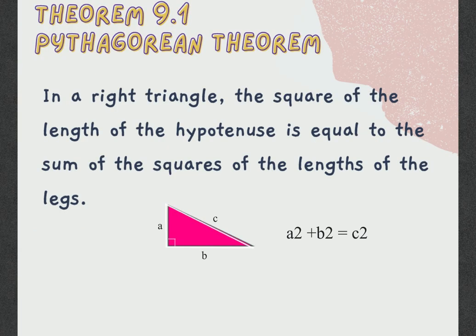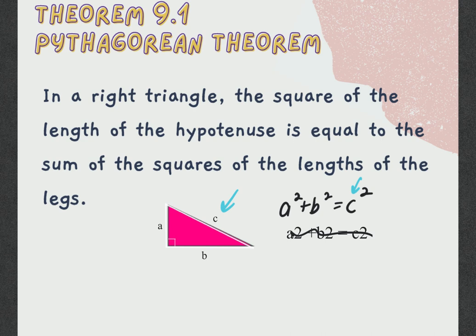So the first thing, and this is probably one of the most popular things in geometry, is the Pythagorean Theorem. It says that in a right triangle, the square of the length of the hypotenuse is equal to the sum of the squares of the lengths of the legs. In other words, a squared plus b squared equals c squared. The important part of this is that c is the hypotenuse.